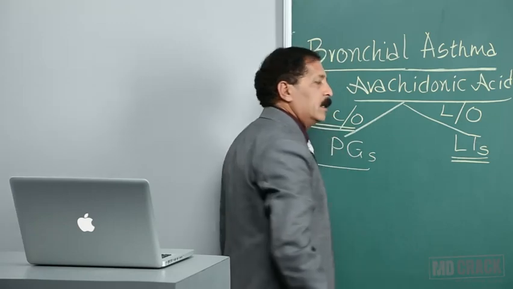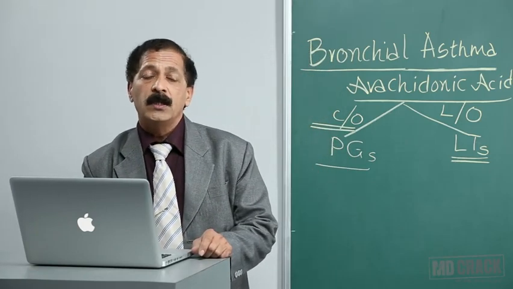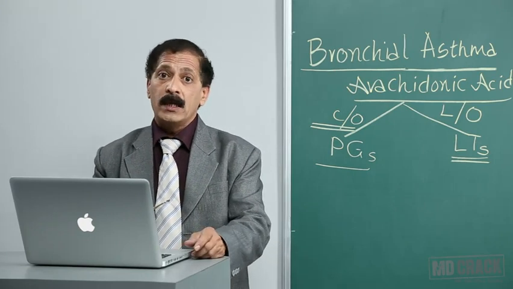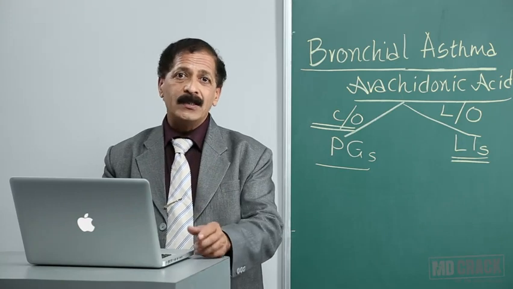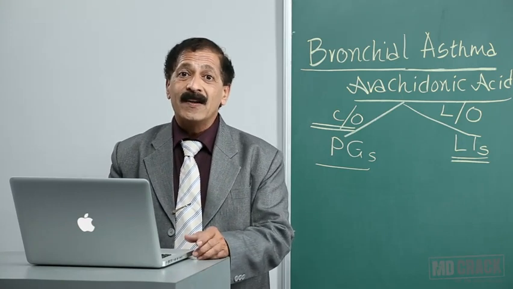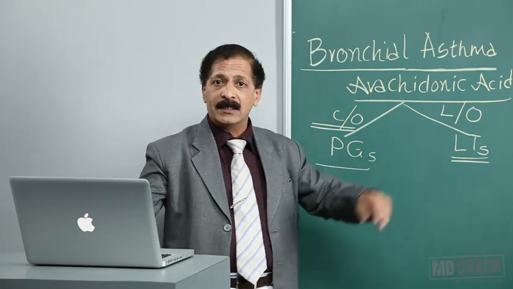What I am saying is, leukotrienes have been thought to have a very important role in the management of bronchial asthma. So we have three things to remember. Number one, it is thought to be an inflammatory disorder. Number two, the IgE antibody present on the surface of the mast cell. And number three, the synthesis of leukotrienes.